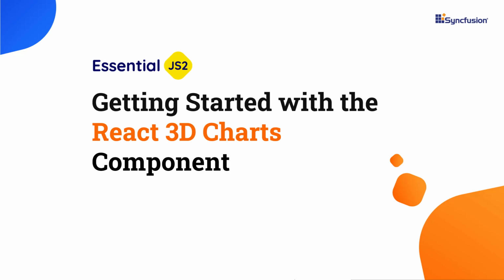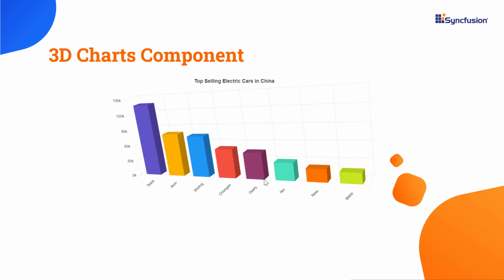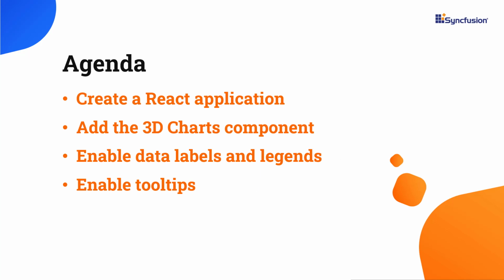Welcome to the React 3D Charts tutorial. The Syncfusion React 3D Charts is a graphical representation of data in 3 dimensions, showcasing relationships and trends among variables. In this video, I will show you how to create a React app and add the Syncfusion React 3D Charts component. I will also show you a few of its basic features, like data labels, legends, and tooltips.